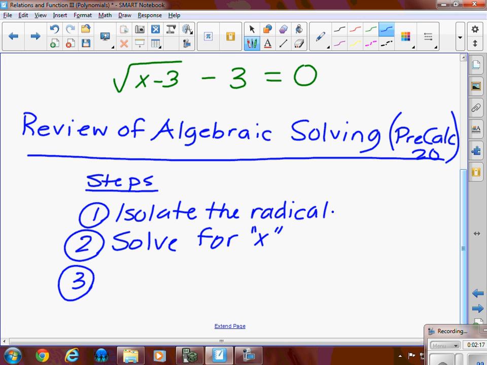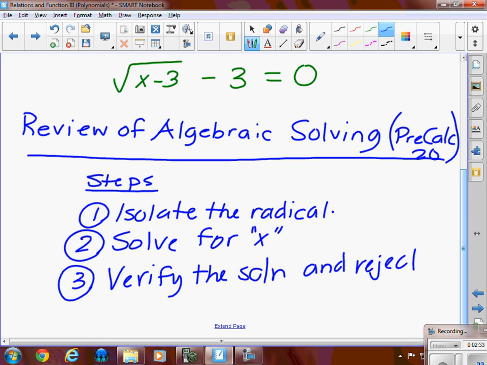But when we're solving this, the last step in solving radicals is that we have to verify the solution, because in these we have to reject any extraneous solutions. Algebraically, they're going to come out and look good, but when you go to verify, you're going to identify it as something that isn't included.